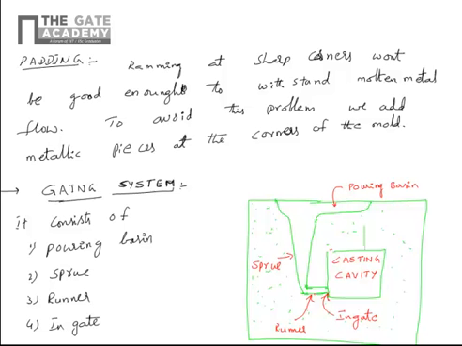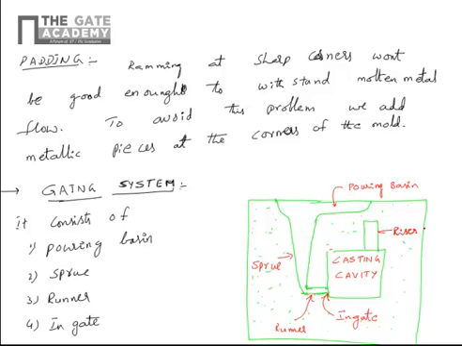And you may have heard of the riser. This is the riser, which stores molten metal and acts as a reservoir. Because it is not open to the atmosphere, it is also called a blind riser. So these are the major important parts.